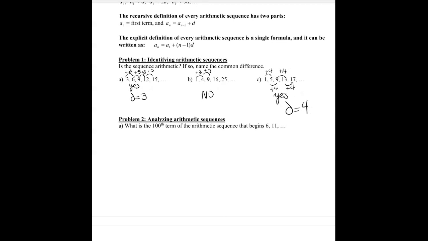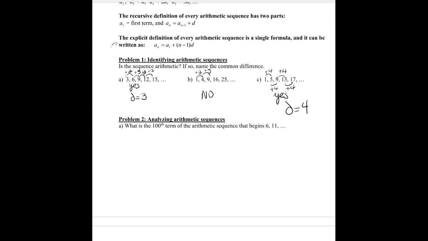The next one says, what is the 100th term of an arithmetic sequence that begins 6 and 11? So I'm probably going to be using that explicit definition just to make my life easier, unless you would like to plug in 98 other terms, which is, go you if you want to, but ew, I don't want to.